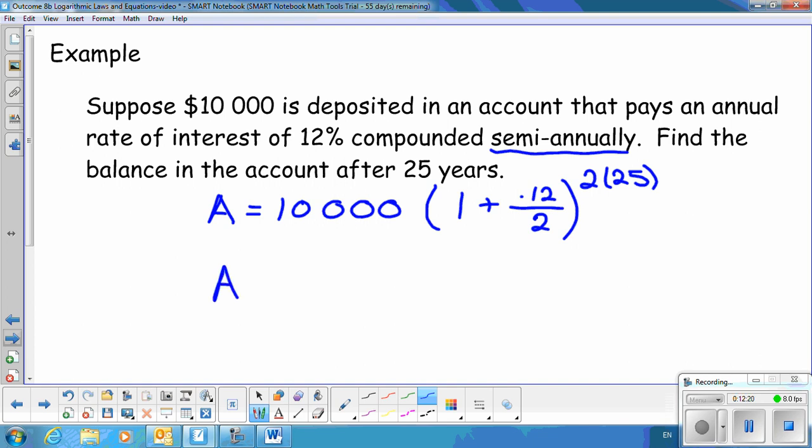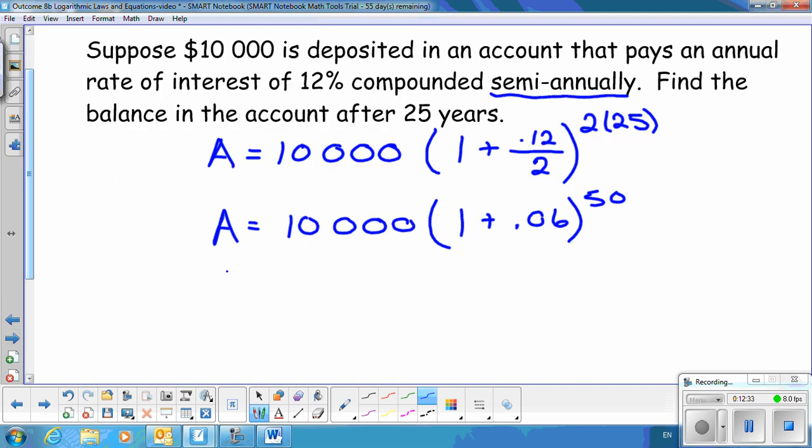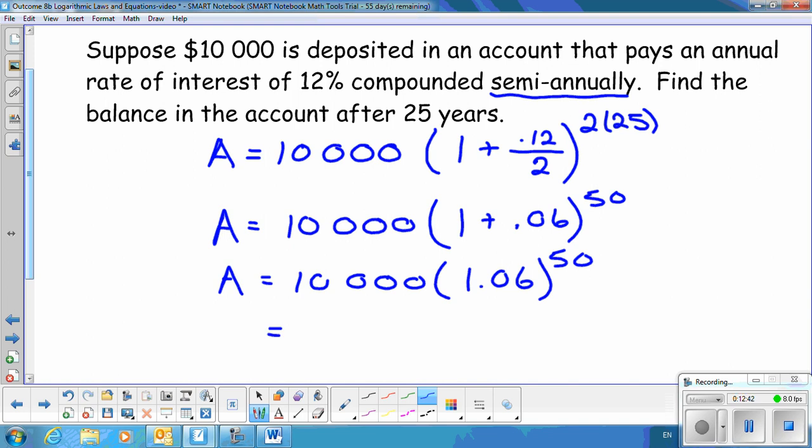This is just an exercise in using your calculator and some simplifying. So if I simplify before sticking it into my calculator, I end up with 1 plus decimal 06 all to the power of 50. Or the amount is equal to 10,000 times 1.06 to the power of 50. Substituting into my calculator, I end up with $184,201.54 after 24 years.